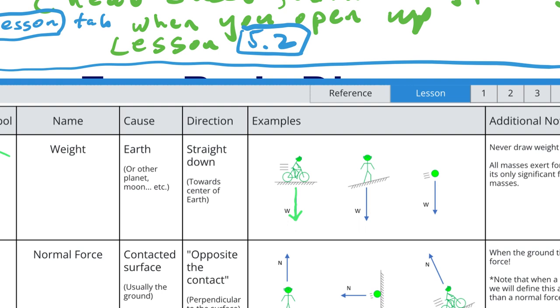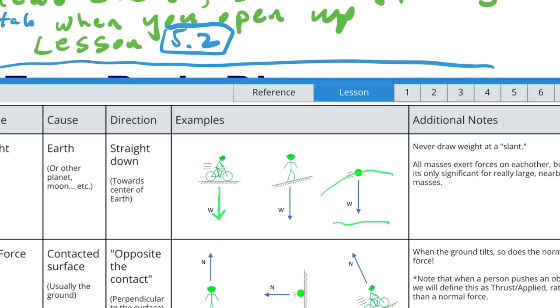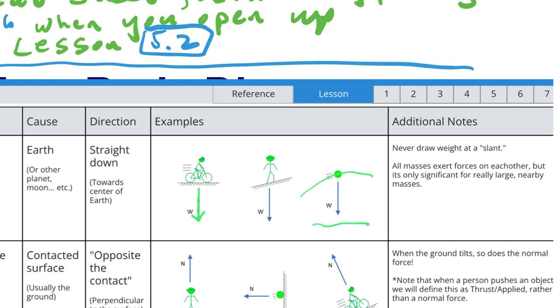Now if you're on an inclined surface, the weight is not perpendicular to the surface. No, it's straight down. If it's a ball, I don't care how it's moving, or even if it's not really moving, the weight is straight down towards the Earth. Okay? That's important. Never draw weight as a slant. Don't draw it like that.